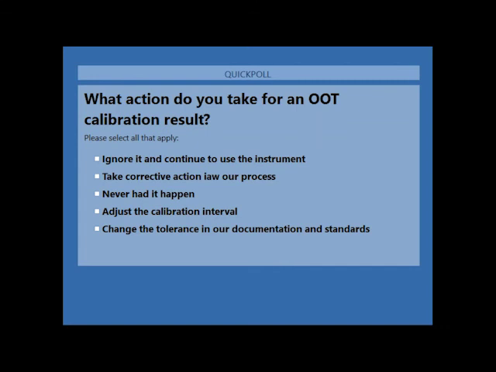Looks like most folks are taking corrective action in accordance with the process. That's probably the best answer, isn't it, Michael? It truly is. It can lead to a whole bunch of different things that corrective action will cause you to do, including things like potentially adjusting calibration interval or changing tolerance. So possibly those are where we got people selecting both.